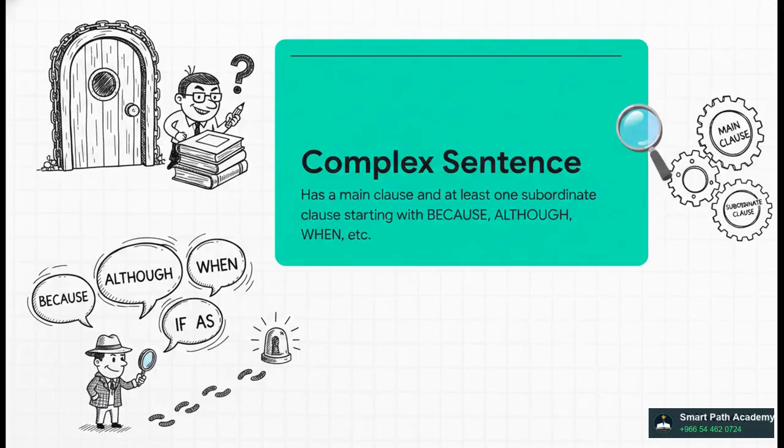Now pay attention here, because this is exactly where the examiner tries to trick us. A complex sentence is a bit of a trap. Actually, scratch that. It's a huge trap if you aren't paying attention. It has a main clause, which we know can stand alone, but it also has at least one subordinate clause. And a subordinate clause absolutely cannot stand on its own. It relies completely on the main clause to make sense. Your primary suspects, the clues that give away a subordinate clause, are words starting with because, although, when, if, or as. If you see one of those, your detective senses should immediately start tingling.